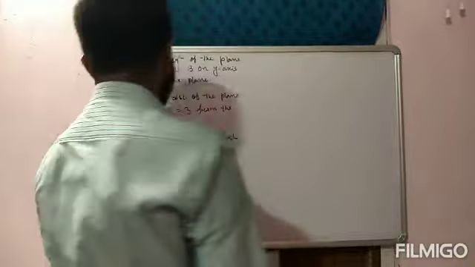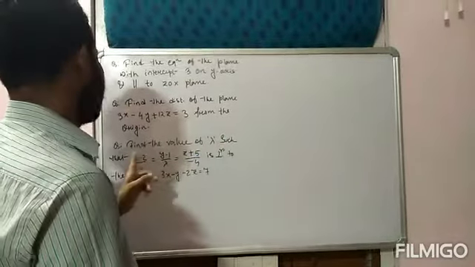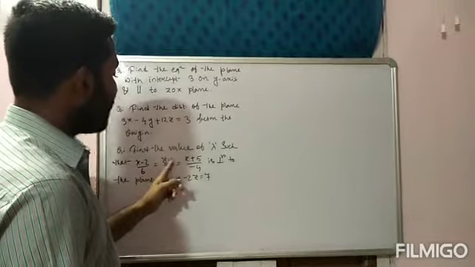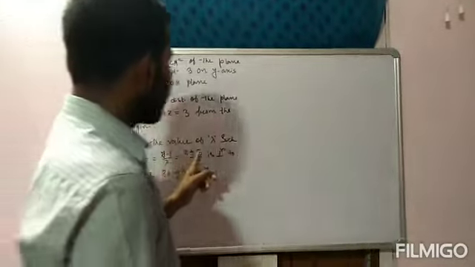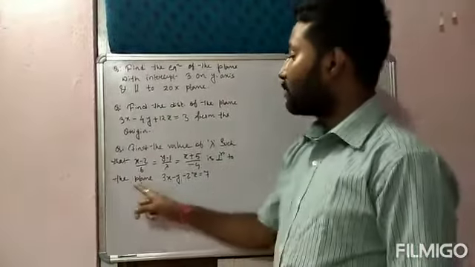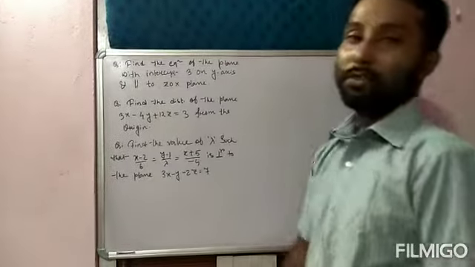What is the next question? Find the value of lambda such that x minus 2 by 6 is equal to y minus 1 by lambda is equal to z plus 5 by minus 4 is perpendicular to the plane 3x minus y minus 2z is equal to 7.